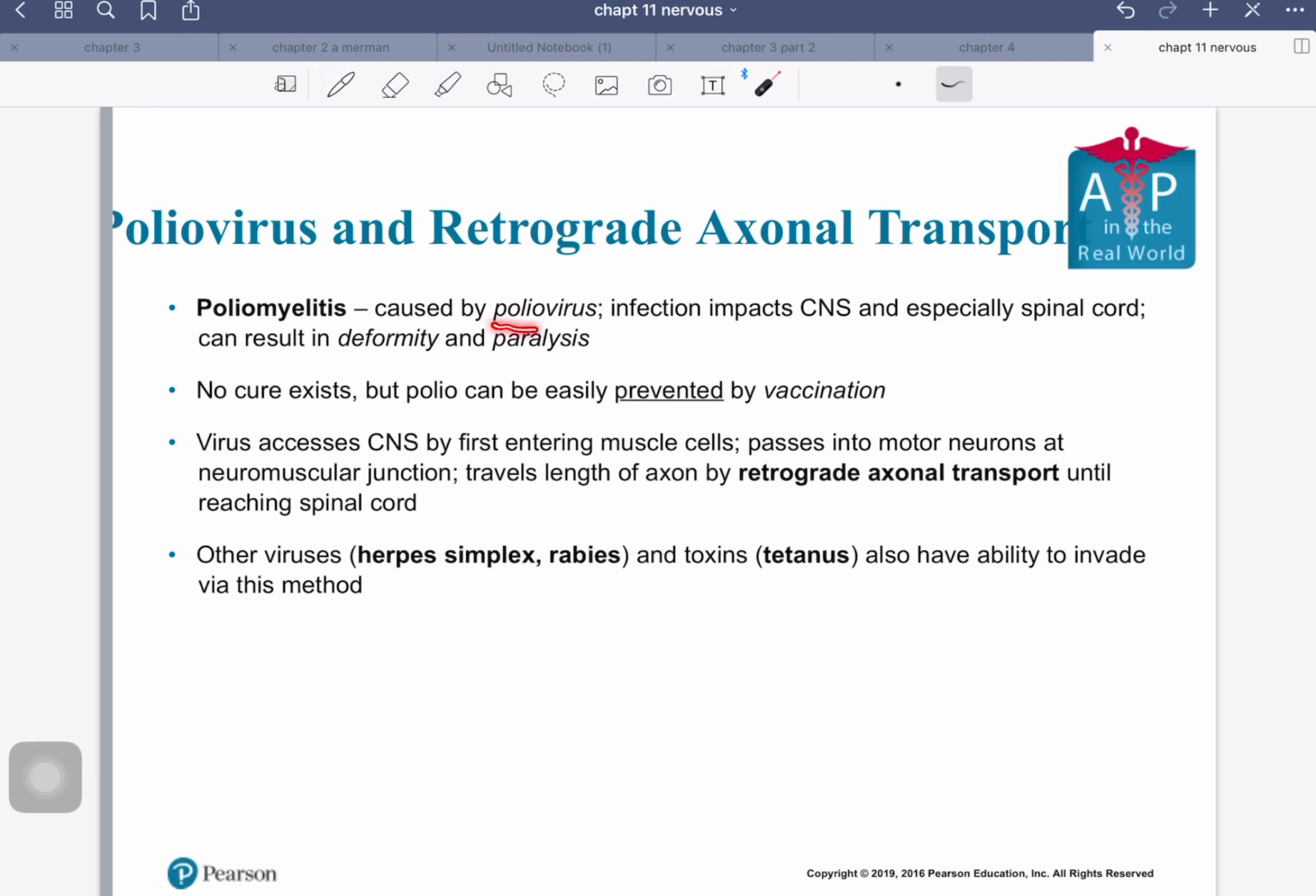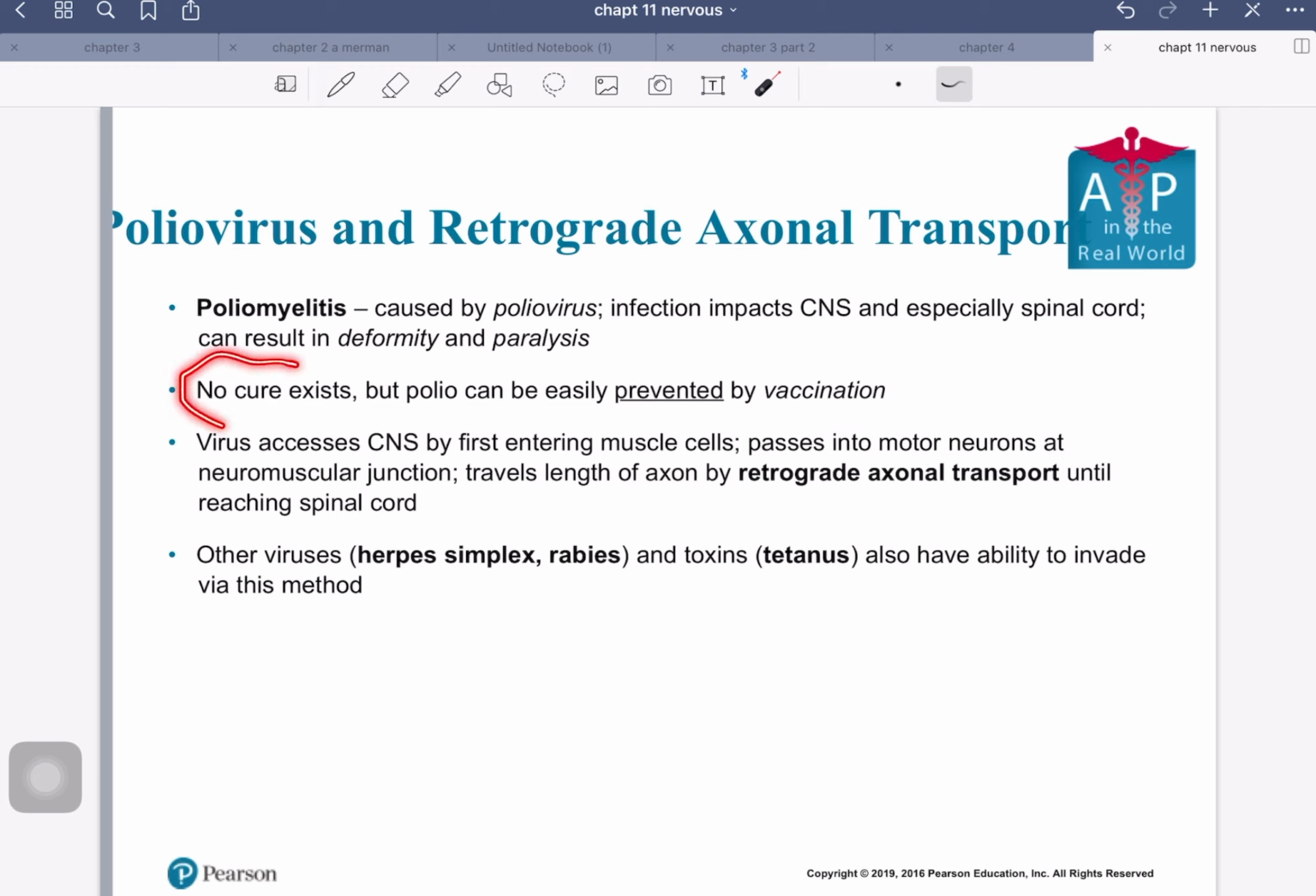It's caused by the polio virus, and the infection impacts the central nervous system, especially the spinal cord, and that's why you tend to see paralysis, the weakening and shriveling of muscles as they become paralyzed because of loss of motor input. And just a little FYI, up until the 1950s polio was really the scourge of pediatrics, because children would be healthy one day and a week later they could be paralyzed lying in bed, and many of them never recovered from it. So that was one of the greatest triumphs of vaccines.